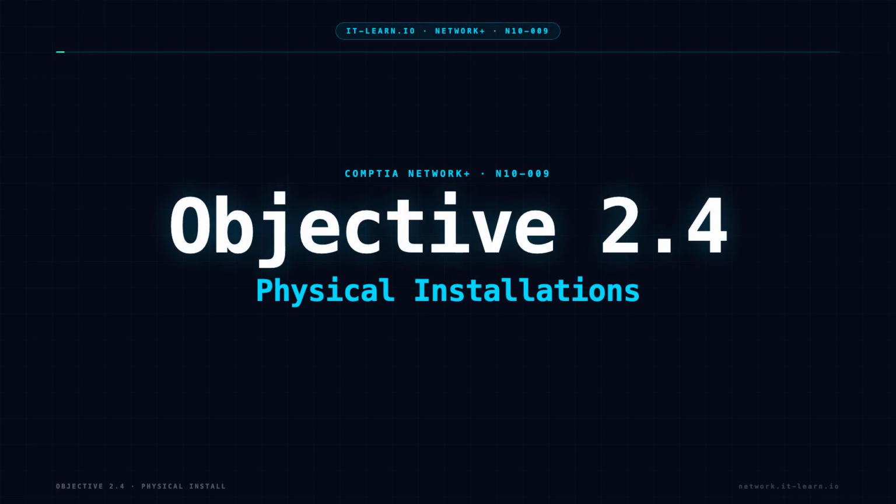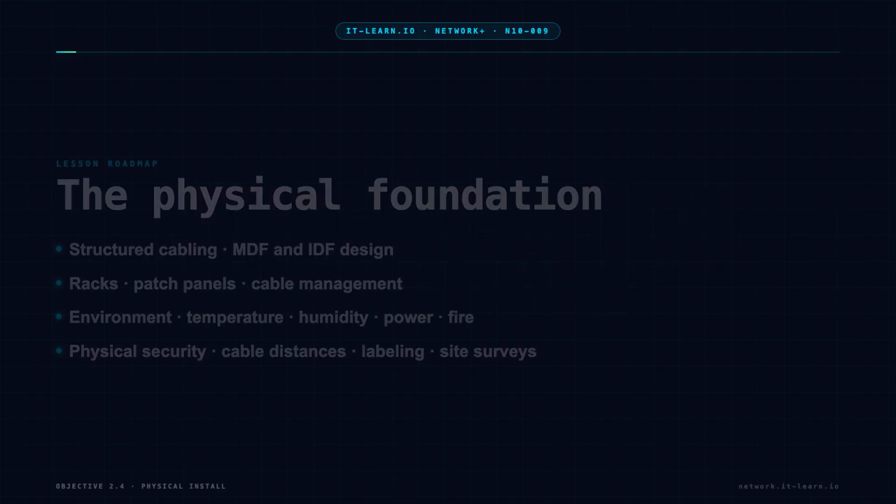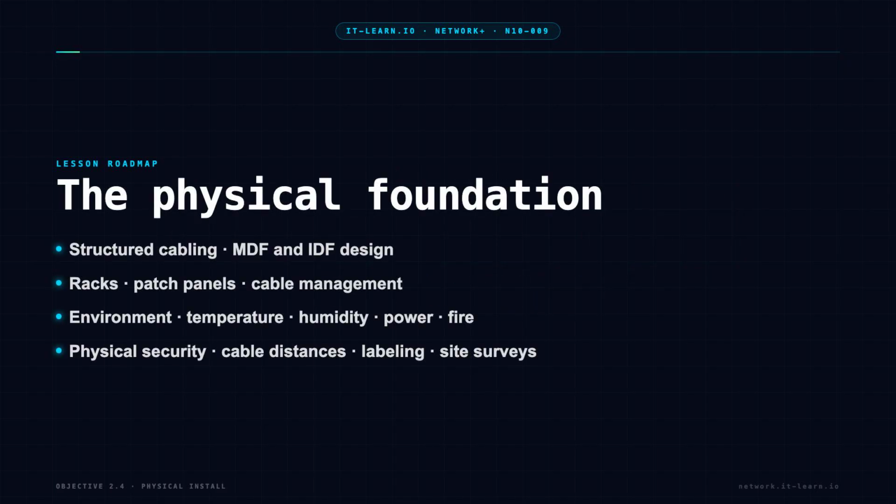In this lesson, we are covering Objective 2.4, Explain Important Factors of Physical Installations. Physical infrastructure is the foundation of every network. No matter how well your logical configuration is designed, if the physical installation is poor, the network will have problems. This objective covers the critical considerations for planning and implementing the physical components of a network.